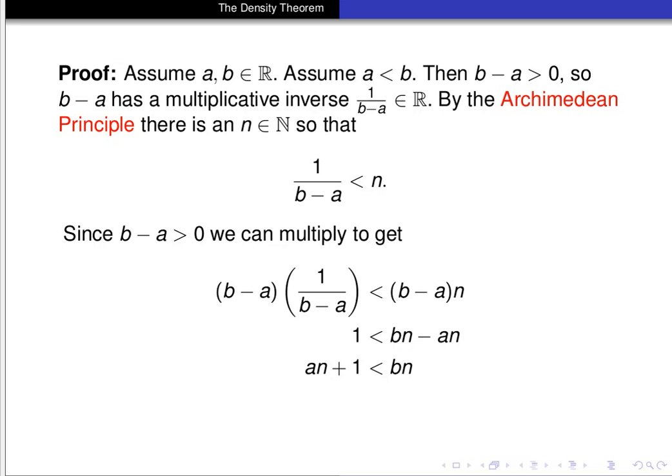And of course b minus a times 1 over b minus a is 1. And on the right hand side, b minus a times n, if we distribute that, is b times n minus a times n. And that tells us, by adding an to both sides, that an plus 1 is less than bn. Okay, so a is a real number, a times n is a real number, b is a real number, so b times n is a real number. So now we exactly have the hypothesis of the lemma we proved earlier. It exactly fits this situation.